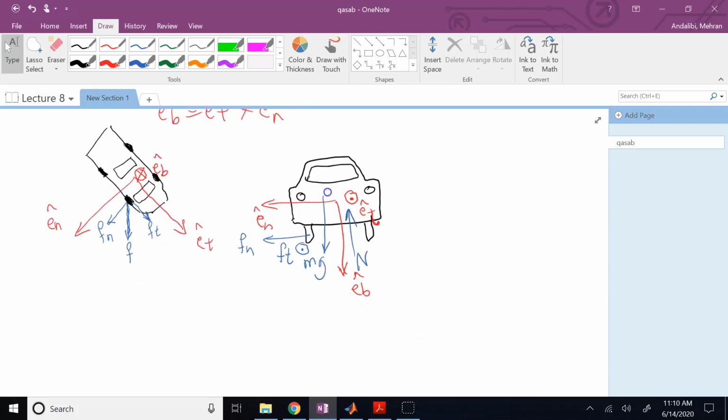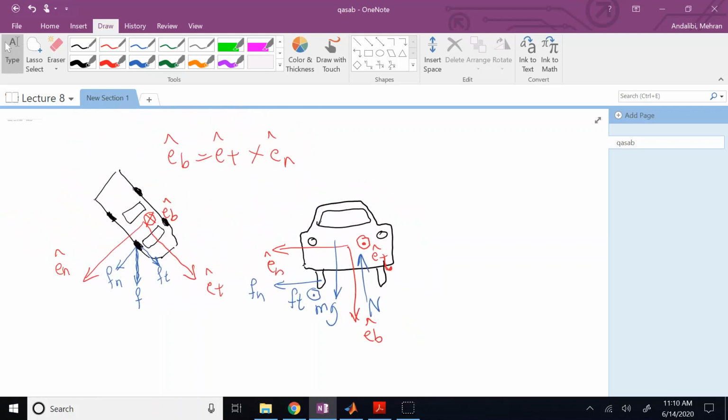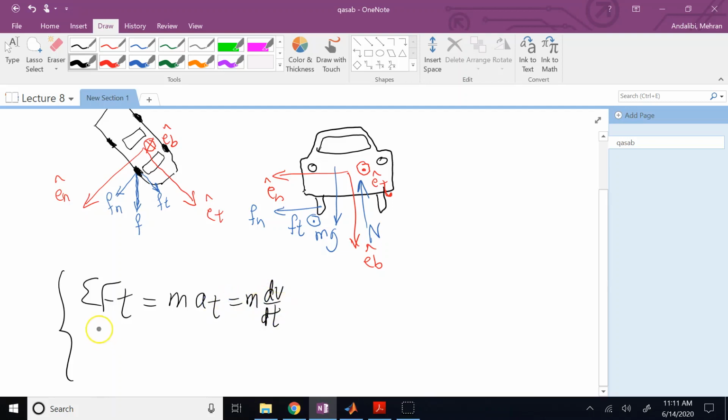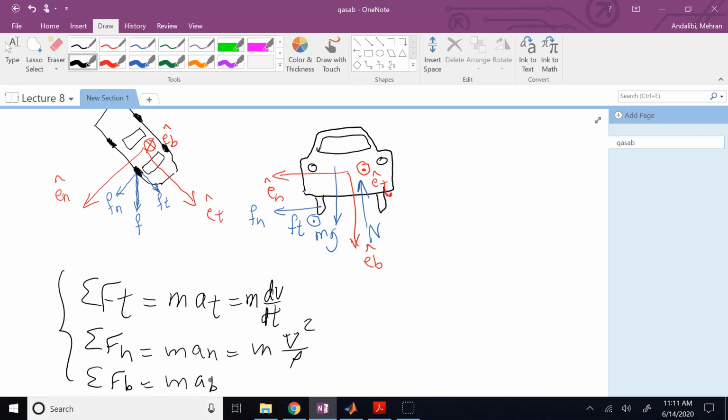Okay, and now, as I said, we have three equations of motion in general. So sum of the forces in the t direction is equal to m a_t, and a_t is what? Let me write it. It is dv over dt. Then sum Fn is equal to m a_n, and a_n is v squared over rho, and then sum of the forces in the b direction is equal to m a_b. Okay, so these are the three general equations of motion for tangential, normal, binormal.